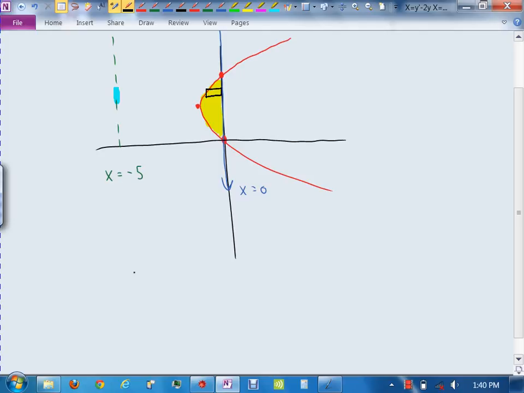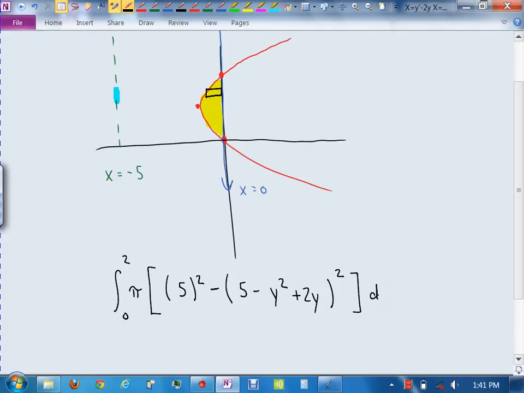It should be the integral from 0 to 2. Okay, y'all ready? Here we go. Integral 0 to 2, and then you can put a pi outside if you want. All right, pi. Then open bracket, parentheses, 5, squared, minus parentheses 5 minus y squared plus 2y, close the parentheses, and then square that, close the bracket, and then dy.